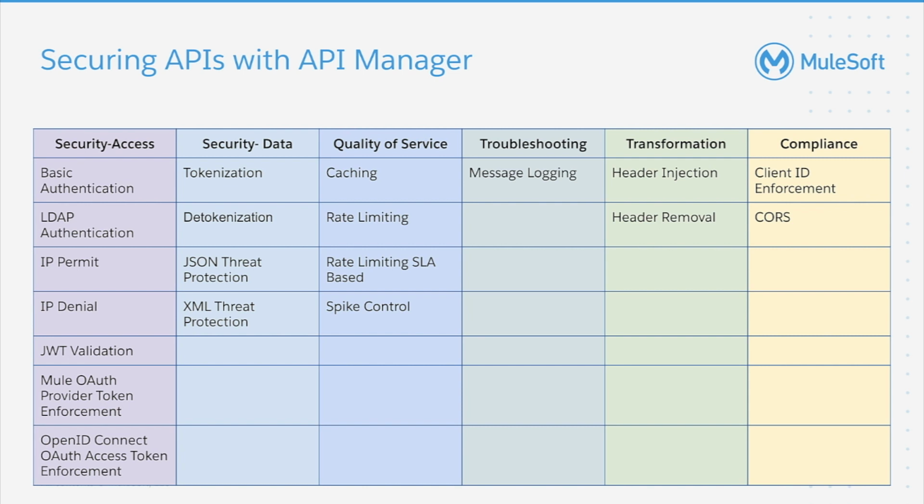The OIDC Access Token Enforcement Policy validates incoming tokens that were issued by Ping Federate, Okta, or OpenAM OAuth provider, or any other OAuth provider that supports the OpenID Connect specification. Lastly is client ID enforcement, and while primarily this is a compliance policy, it can identify an incoming request to known clients and restrict API consumption for only approved client applications.